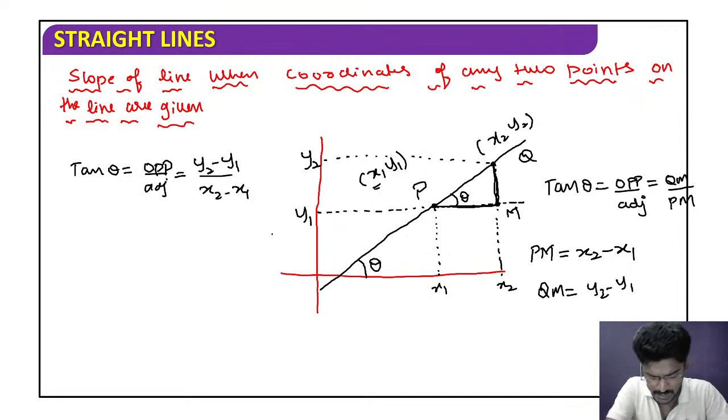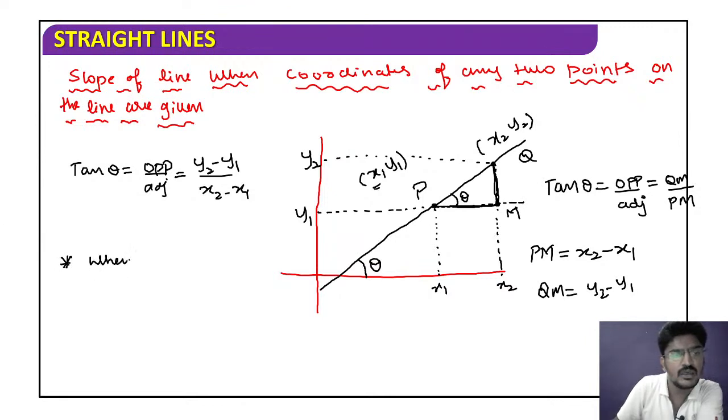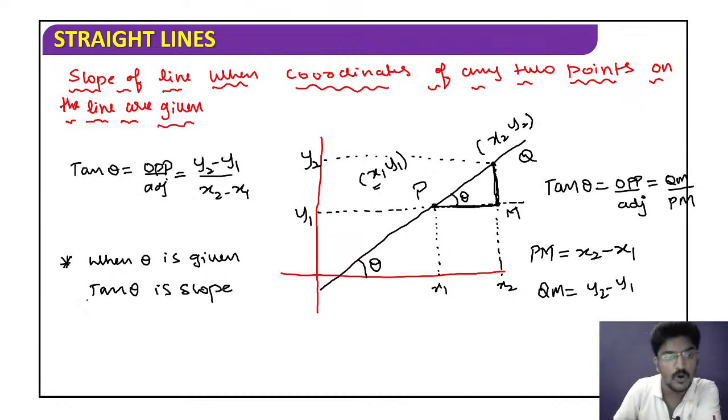So quickly you have to tell me now, what is the slope definition? Not definition. Please tell me what is the slope formula. What is the formula for slope? From this you can just say that you got two formulas. When theta is given, tan theta is slope.